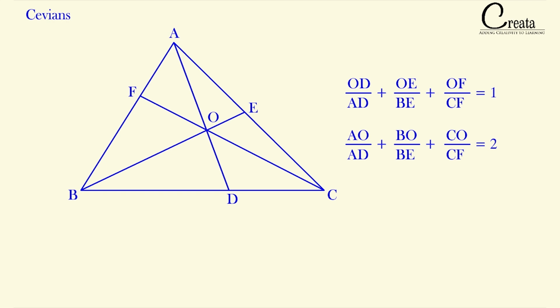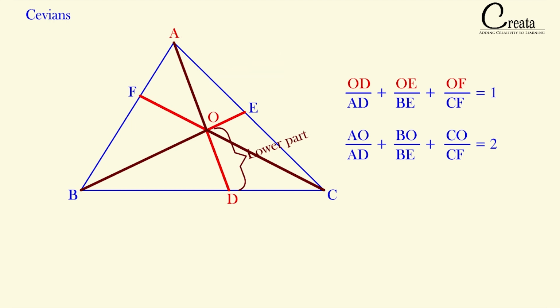And in the first formula, OD, OE and OF is the lower part of the Cevian. Which means that if we take the Cevian as AD, this is the complete Cevian AD. Here can we say AO is the upper part of the Cevian and OD is the lower part of the Cevian? Similarly, BO is the upper part and OE is the lower part of the Cevian BE. And for the Cevian CF, can we say CO is the upper part of the Cevian and OF is the lower part of the Cevian?